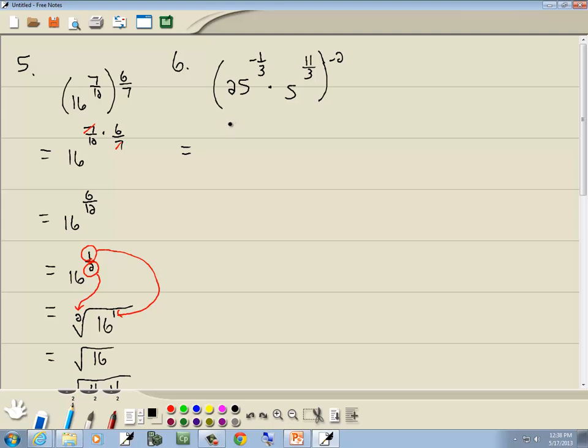Remember, your order of operations says do what's inside the parentheses first. So let's focus on what's inside the parentheses. Well, inside of the parentheses, I notice I got a negative exponent. Well, I know what I need to do there. I need to get rid of that negative exponent. So I'm going to rewrite that in fraction form, putting it over 1.